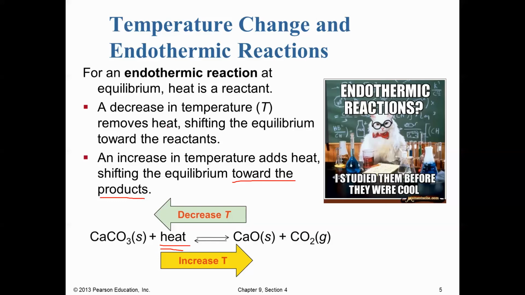Now, decreasing temperature has the opposite effect. So if we decrease our temperature, we're going to remove our reactant. We'll have to shift towards the reactants or towards the left side in order to reestablish balance. So again, adding heat for an endothermic reaction will shift us towards the right or towards the products. Removing heat will shift us to the left or towards the reactants.